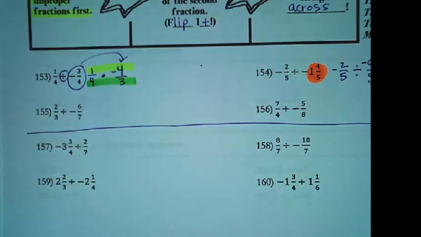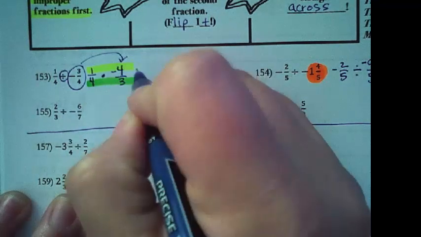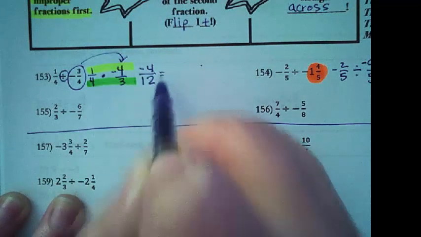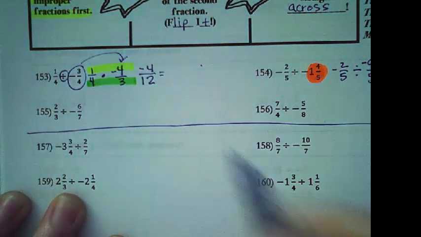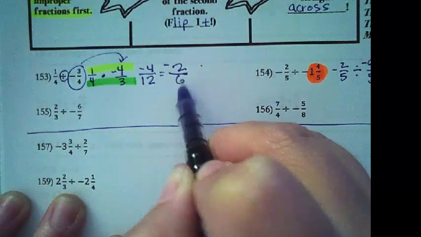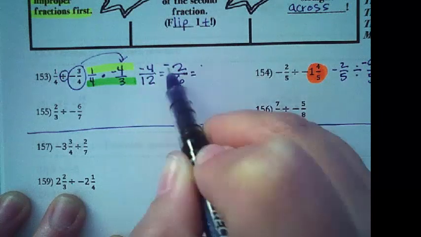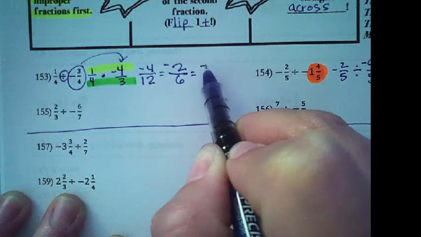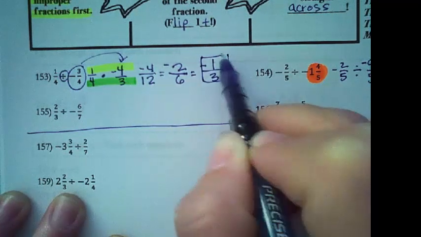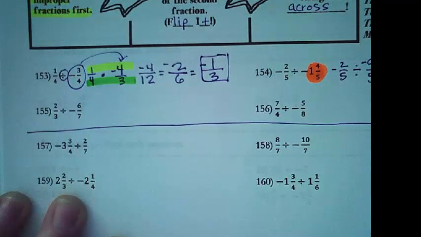Multiply straight across. So 1 times negative 4 is negative 4. 4 times 3 is 12, and that reduces. I can reduce both of those by 2. Negative 4 divided by 2 is negative 2, and 12 divided by 2 is 6. That still reduces by 2. So negative 2 divided by 2 is negative 1, divided by 2 on the bottom is 3. I can't reduce anymore, so I am finished.